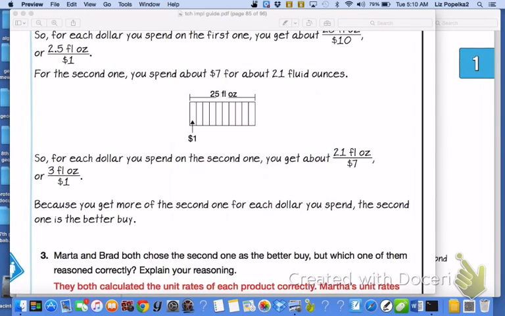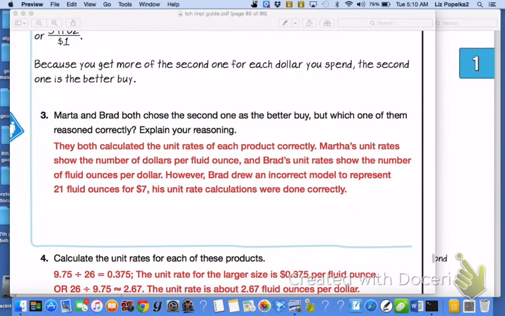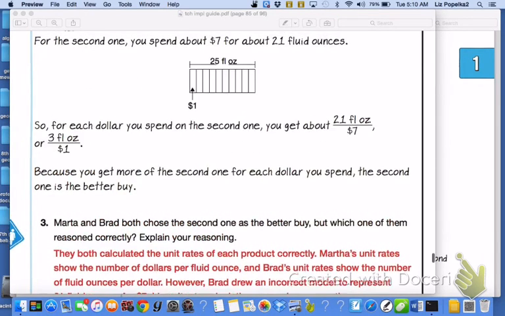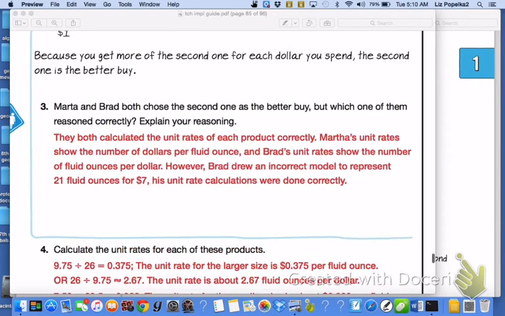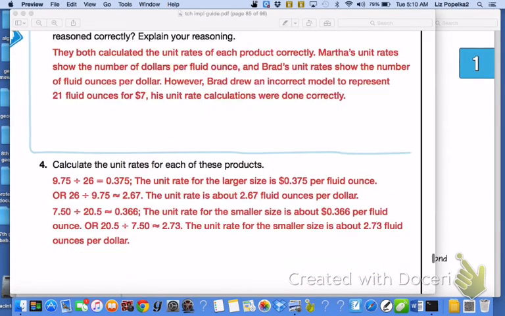So that is basically what they're saying here for the answer, that they both did it correctly. However, Brad drew an incorrect model. That's what I was mentioning right here. This should have been a 21 and a $7 instead. But they both still actually did their math correctly.